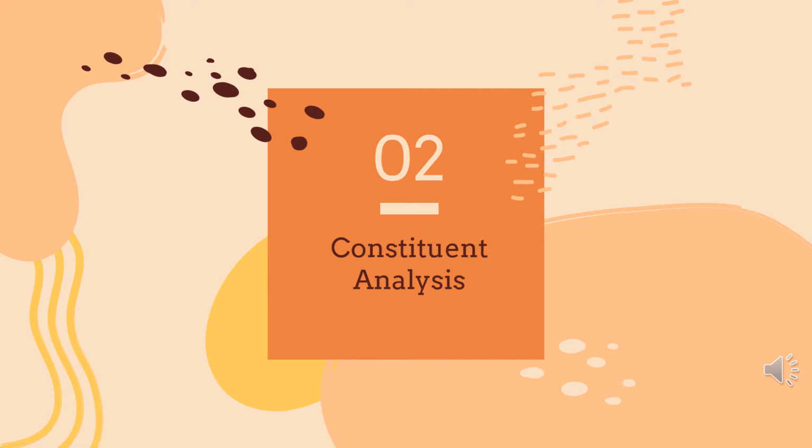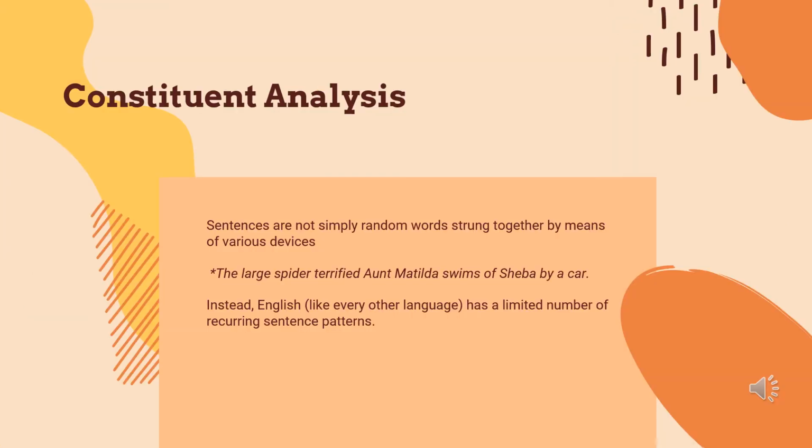Constituent analysis. Sentences are not simply random words strung together by means of various devices. For example, the large spider terrified on Matilda swims off Sheba by a car. Instead, English, like every other language, has a limited number of recurring sentence patterns.